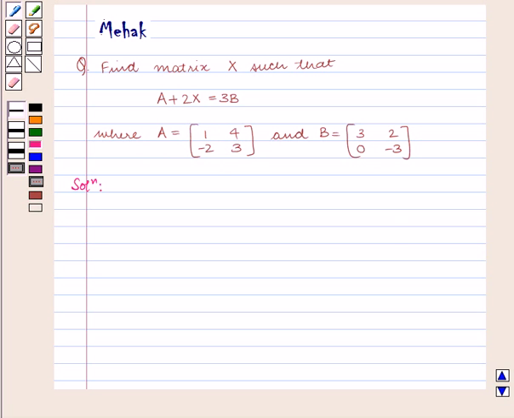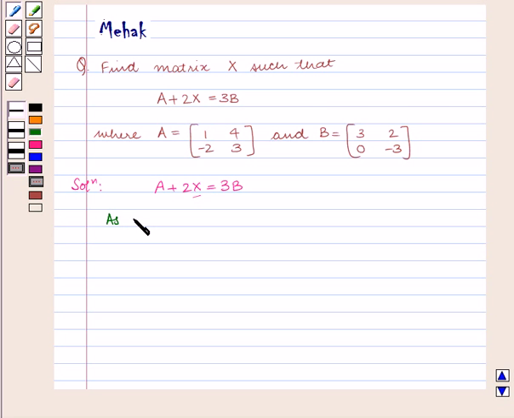We need to find the matrix X in the equation A plus 2X is equal to 3B, where A is the matrix 1, minus 2, 4, 3 and B is the matrix 3, 0, 2, minus 3. As we can see that A and B are both 2 by 2 matrices, therefore the matrix that we will obtain for X will also be a 2 by 2 matrix.